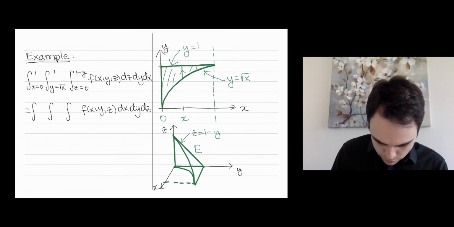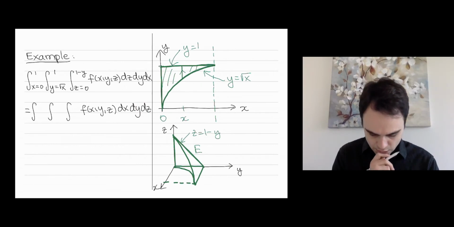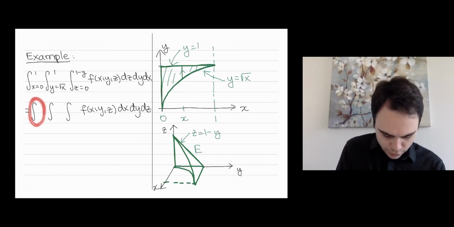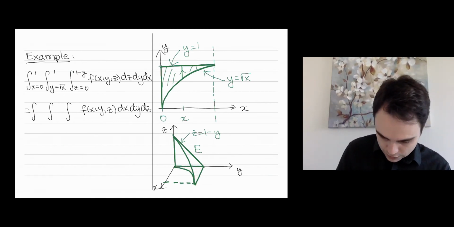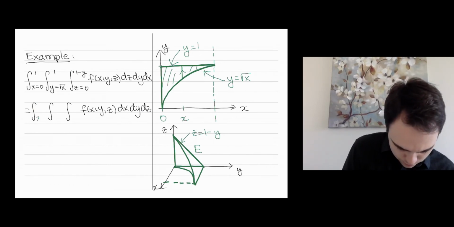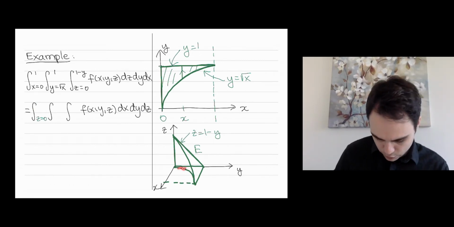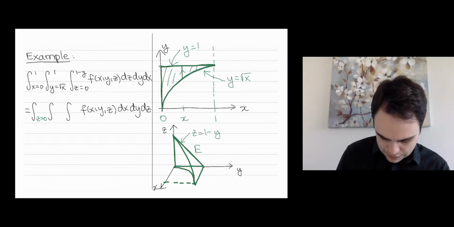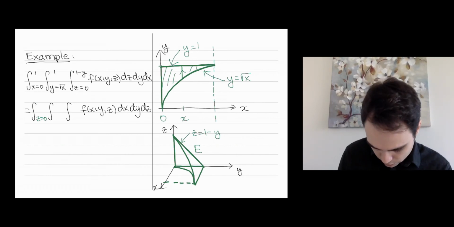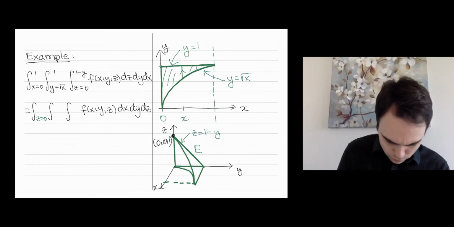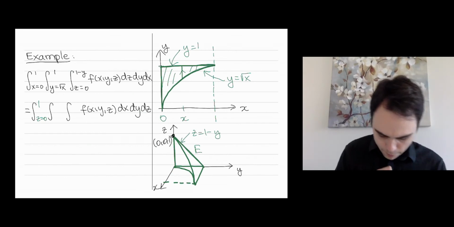The outermost variable of integration is z. So for the outermost bounds, I need to find the minimum value of z in this whole region and the maximum value of z in this whole region. So z starts, as I just highlighted, at 0. That's the minimum value of z in this whole region, and stops at this point. Here y is 0, so z is equal to 1. So this is the point 0, 0, 1. So z stops at 1.